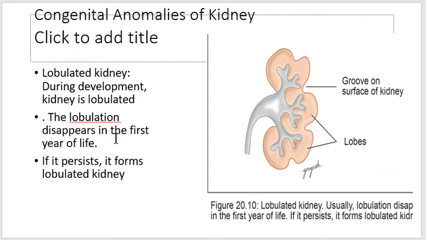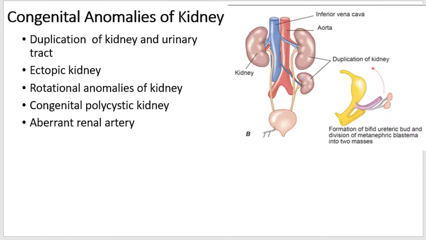Lobulated kidney. During development, the kidney is lobulated, and after the first year of birth, it disappears. But when the lobulation persists, it forms the lobulated kidney. In some animals, a lobulated kidney is normally present. Next, duplication of the kidney and urinary bladder.